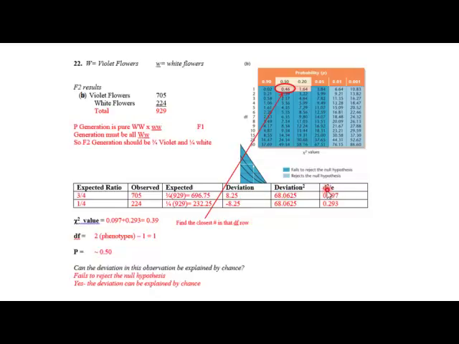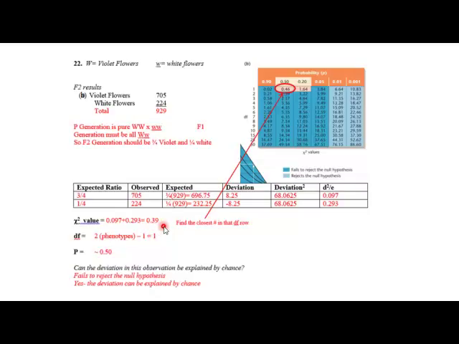To get your chi-square value, you take your deviation squared and divide it by your expected. So you would take 68.0625 and divide it by 696.75. And for the white column, the recessive column, you take 68.0625 and divide it by the expected, which was 232.25, and you get 0.293. These chi-square values must be added together to get our total chi-square value, which is 0.39.